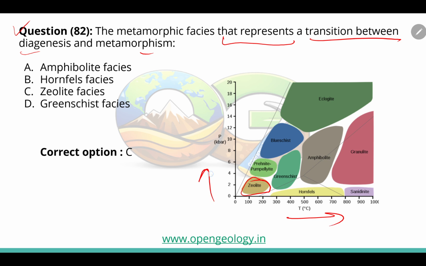Here is your temperature and here is your pressure. If we talk about the high temperature facies, it is zeolite, hornfels, sanidinite facies. And if we talk about the high pressure facies, the zeolite, prehnite-pumpellyite, blueschist and eclogite. While the moderate temperature and pressure path is from zeolite, then prehnite-pumpellyite, greenschist, amphibolite and granulite. So these are the three different paths which a metamorphic process follows. So here the correct option, the boundary, is your zeolite facies.